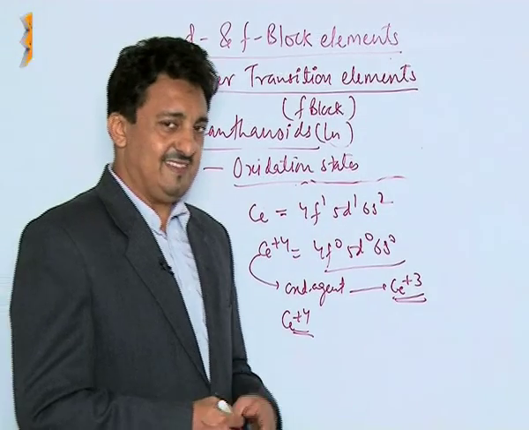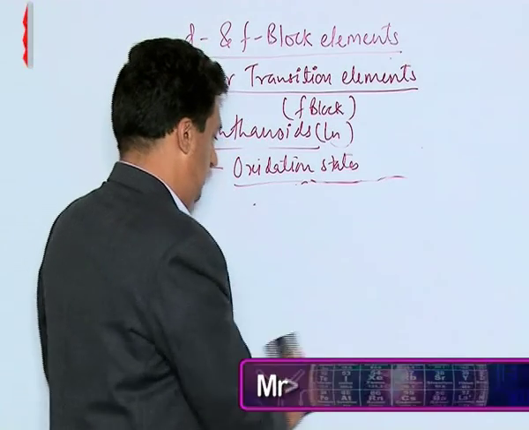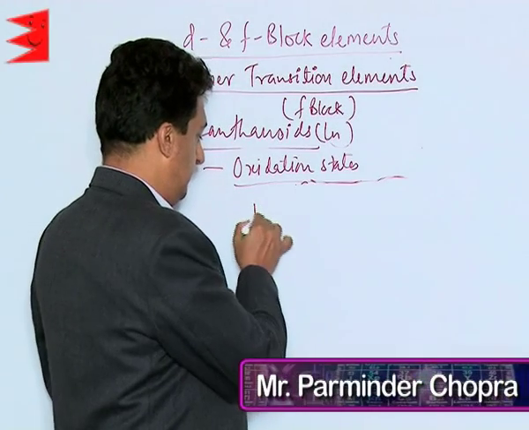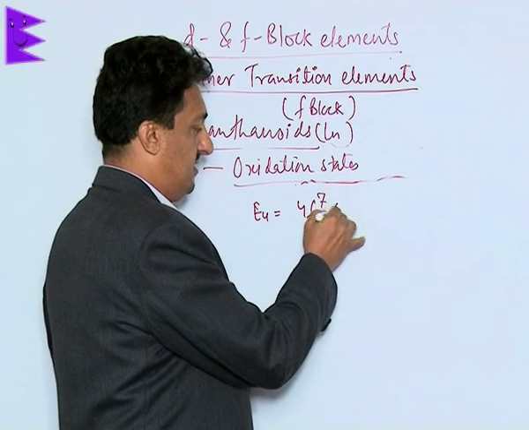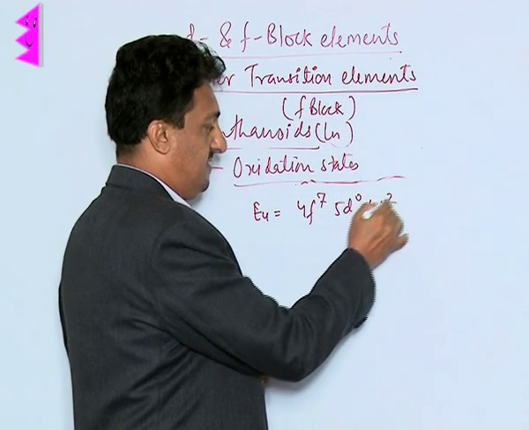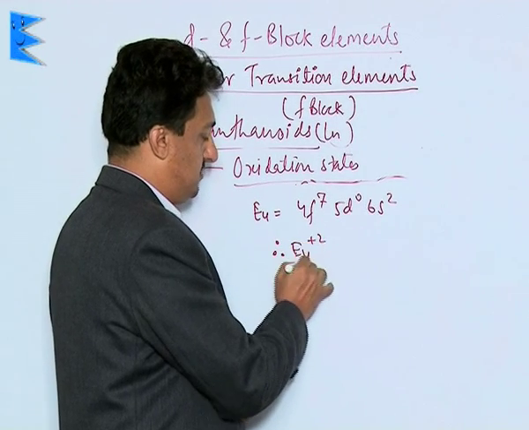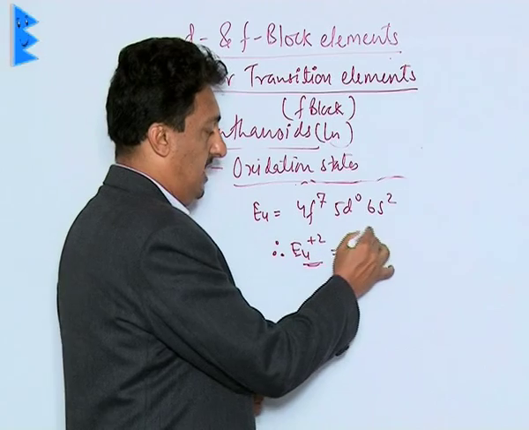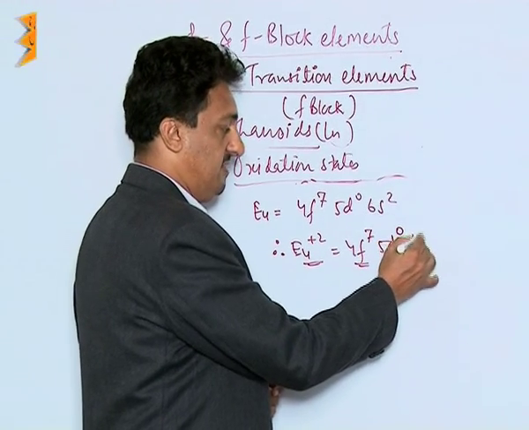In oxidation states, let us take some other examples, like europium, which has a configuration of 4f7, 5d0 and 6s2. Therefore, it very easily shows a +2 oxidation state, where it acquires the half-filled stable 4f7 configuration with 5d0 and 6s0.